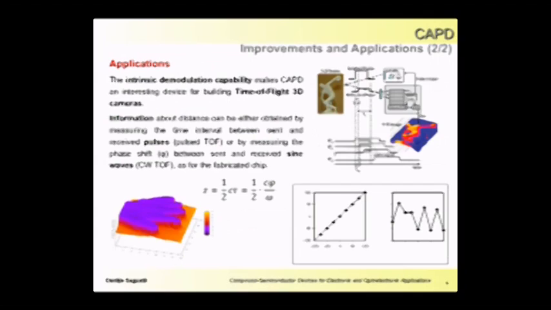Thanks to the intrinsic demodulation capability of this device, which is the capability of detecting a phase difference between the sent and the received signal, this device is really interesting to be used in a time-of-flight 3D camera, which is a three-dimensional camera which can get the distance information, converting it from the phase difference between the sent sine wave and the received sine wave. Both linearity and phase errors are pretty good.